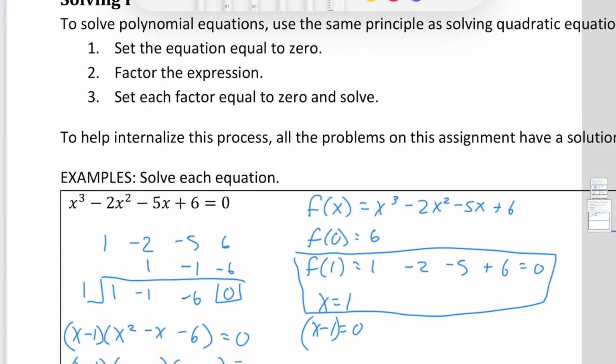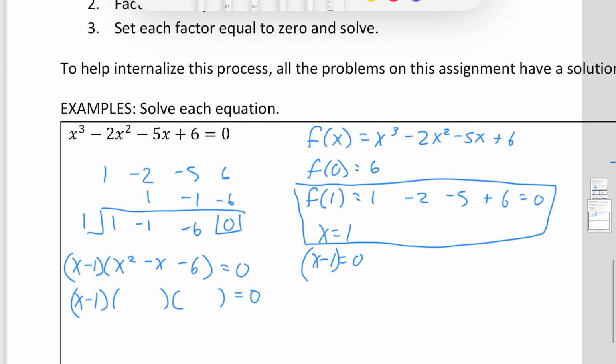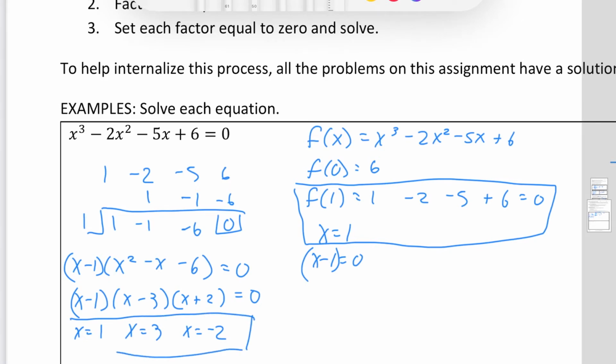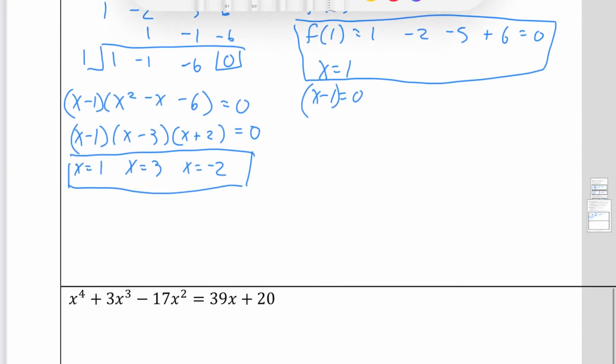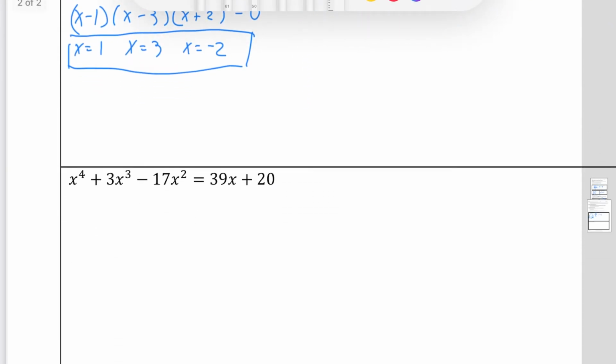The second part of this factoring should not be particularly challenging. In this case, it's an x minus 3 and an x plus 2. So here are my three solutions. x equals 1, x equals 3, x equals negative 2. And I was able to find those with relative ease, even though that looked like a pretty complicated equation. So let's try another one.